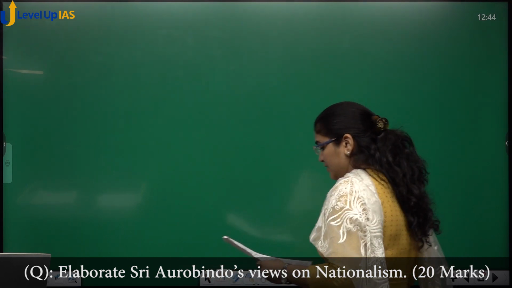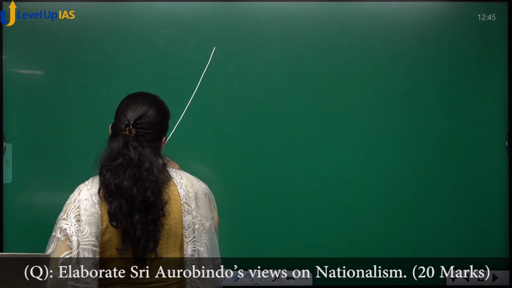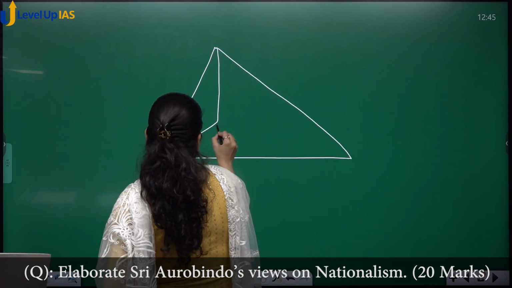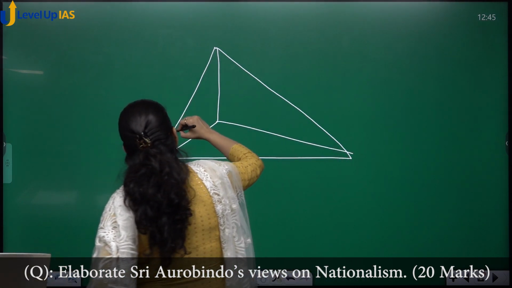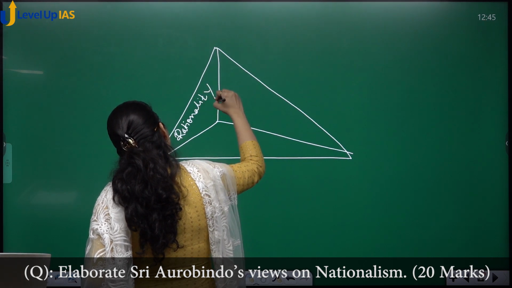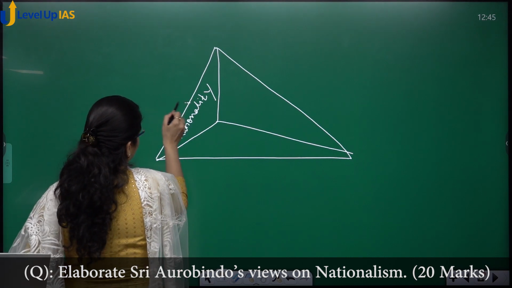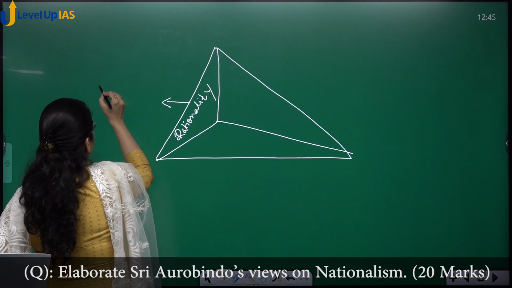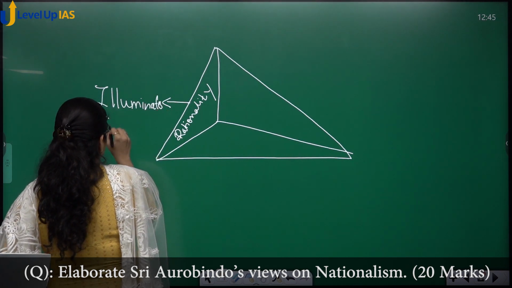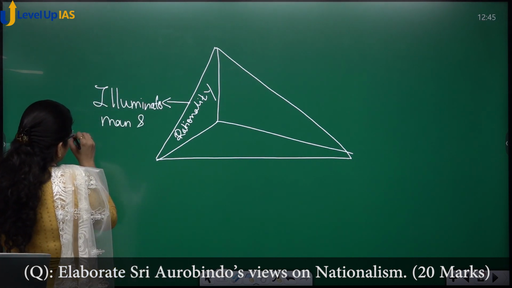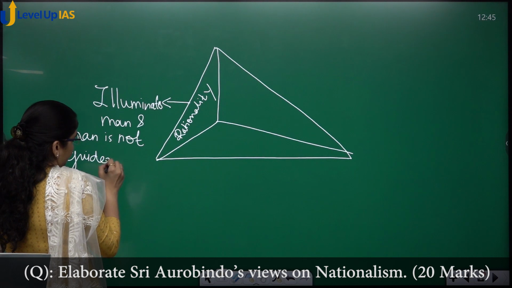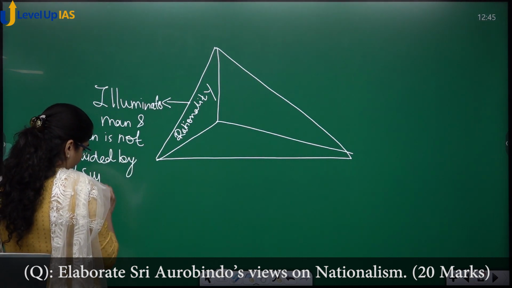What are the basic elements of the philosophy of New Humanism? Rather than writing them, you can represent it in a more beautiful way. First is rationality. And what will this rationality lead to? It illuminates man, and man is not guided by any superstitions.